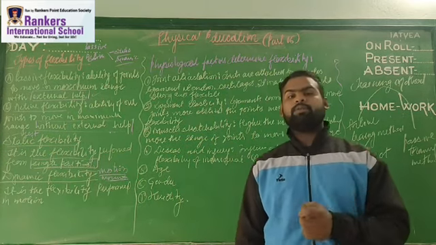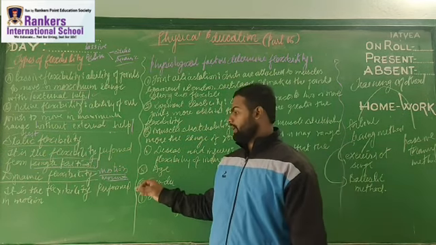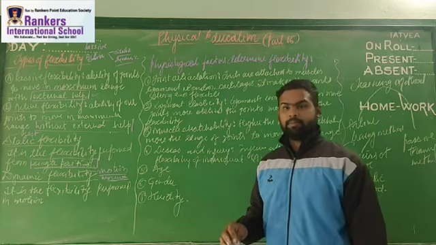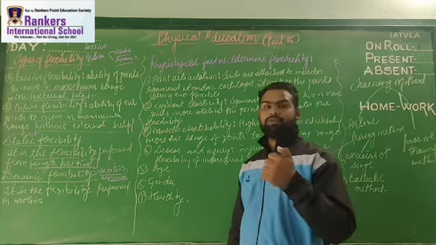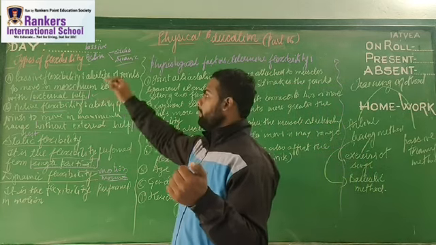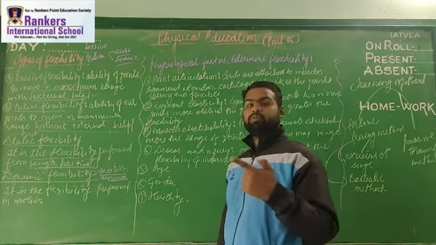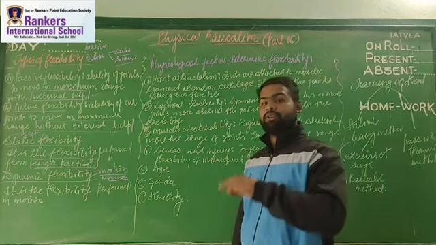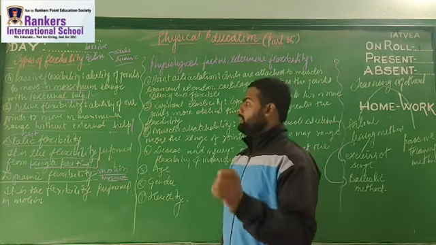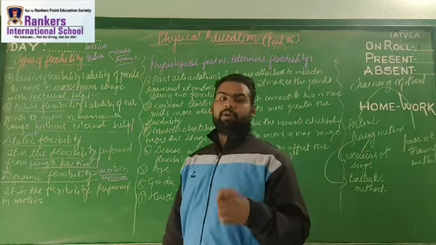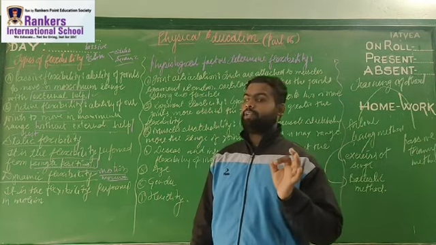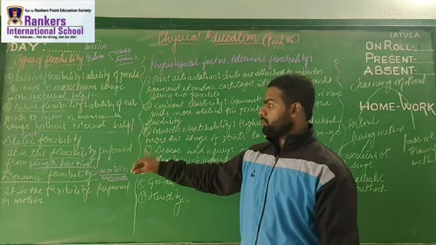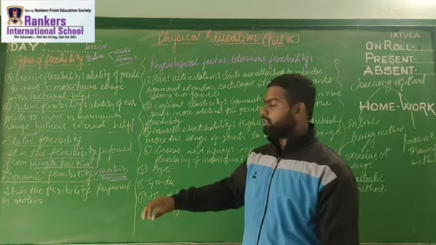So let us take the exact definition of everything. Flexibility is the ability of a joint to move in maximum range. Passive flexibility is the ability of our joints to move in maximum range with the help of an external force. Active flexibility is that kind of flexibility to move a joint to the maximum range without the help of an external force. There are two types of flexibility on the basis of position of an individual: static flexibility and dynamic flexibility. What is static flexibility?